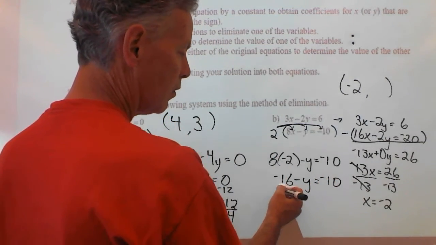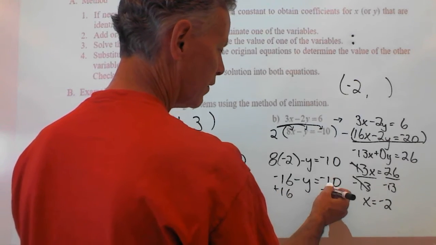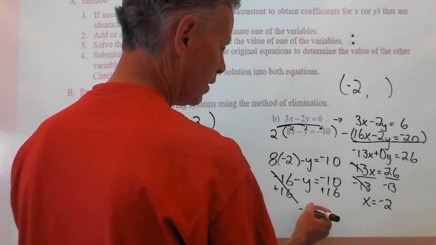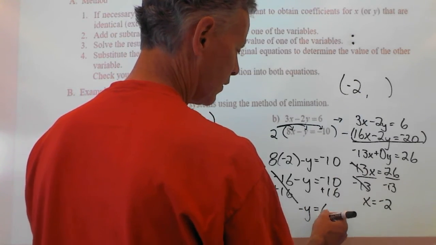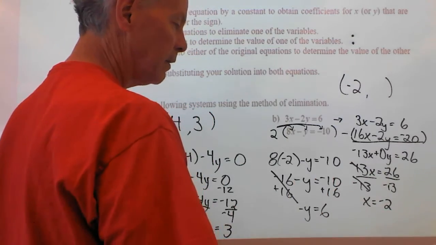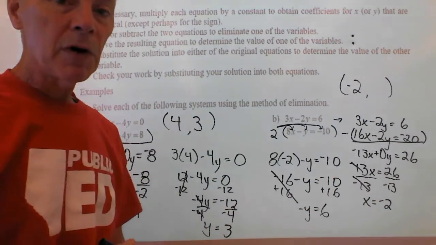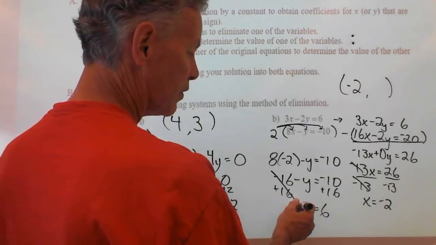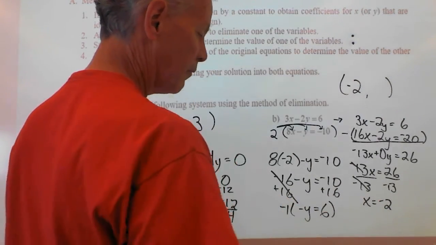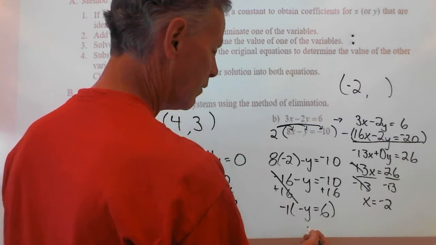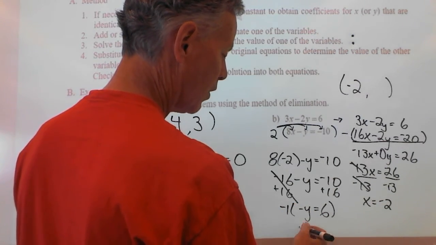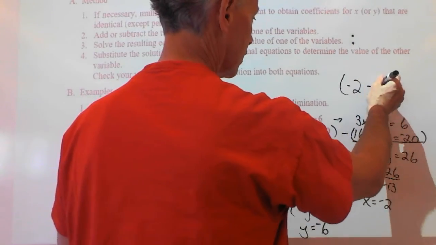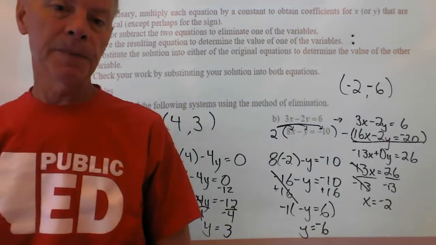Isolate y. We're going to add 16 to both sides to disappear the 16 from the left. That gives us 0. Negative y equals 6, right? Negative 10 plus 16. And then finally, remember, we don't want negative y, we want positive y. Well, that's easy. We just multiply the whole mess through by negative 1. Negative 1 times negative y is positive y. Negative 1 times 6 is negative 6. And we have our solution. Okay?